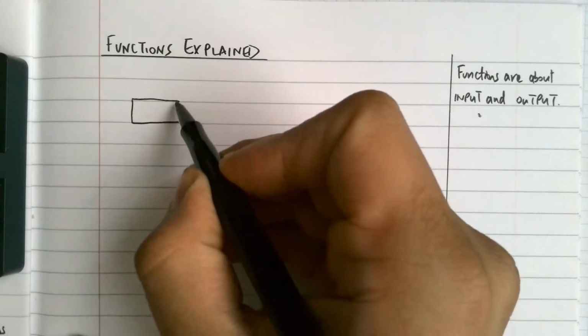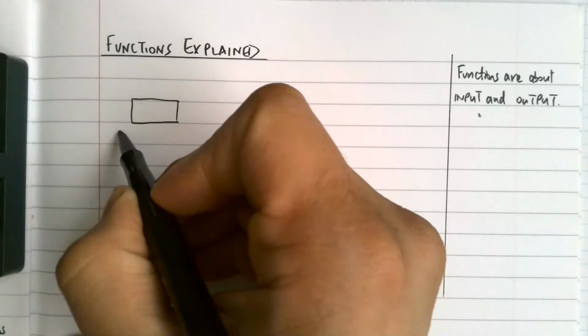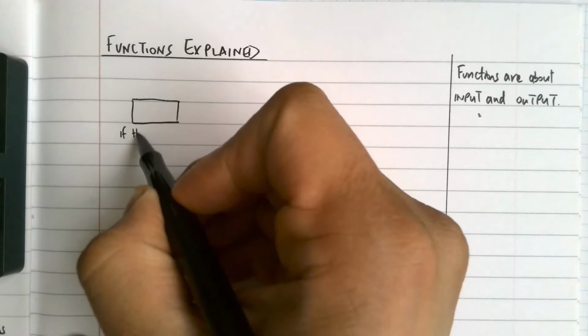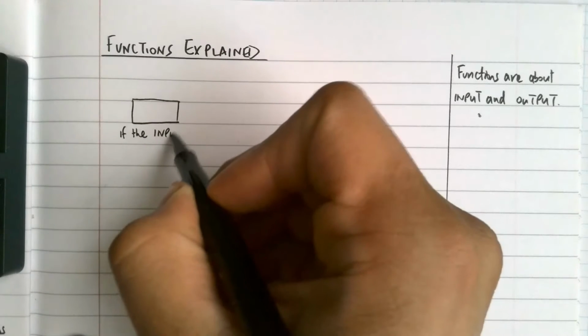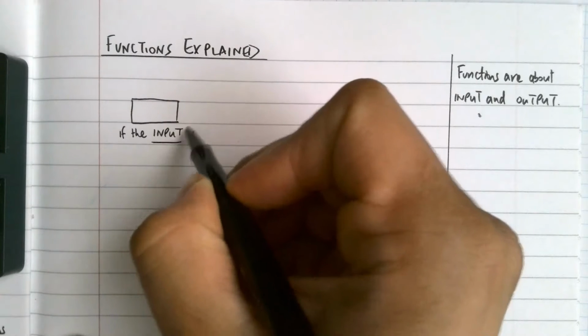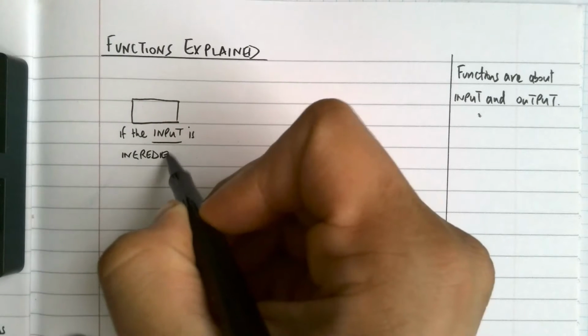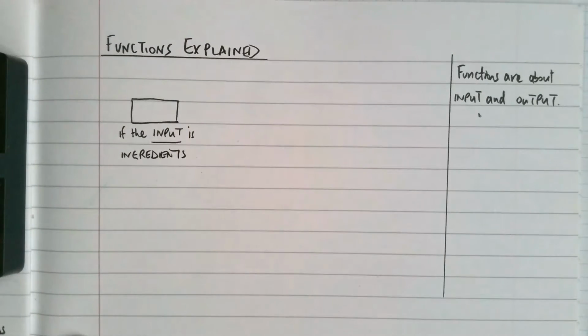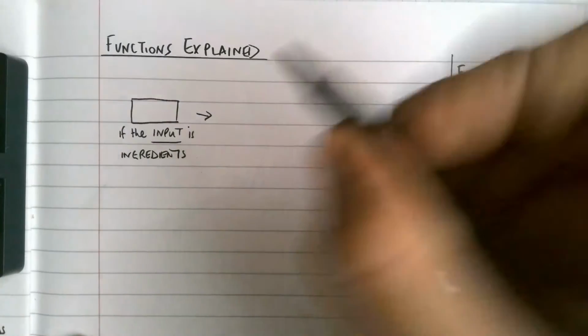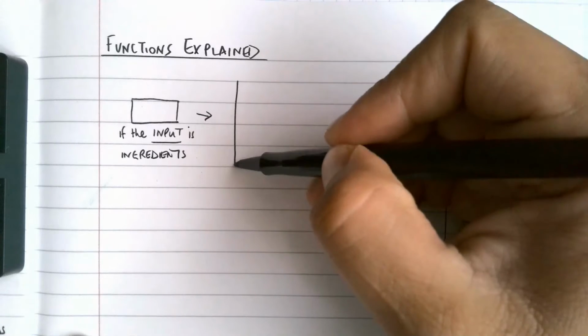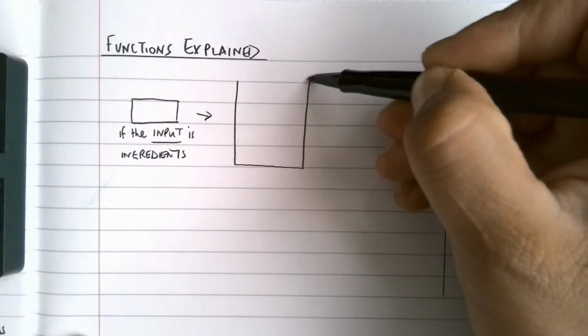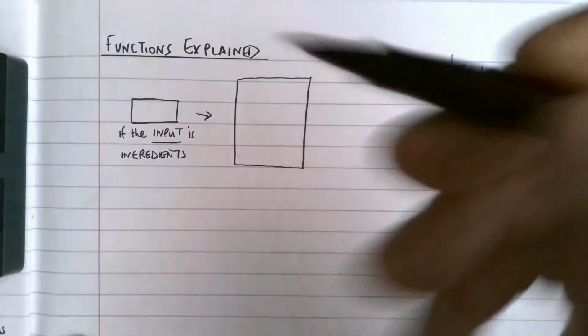If our input is, for example, ingredients, then we know this has to do with cooking, so the ingredients will be used by a chef, and the chef would then turn those ingredients into something, right? So we start with the input, which is the ingredients. Those ingredients are then given to the chef.